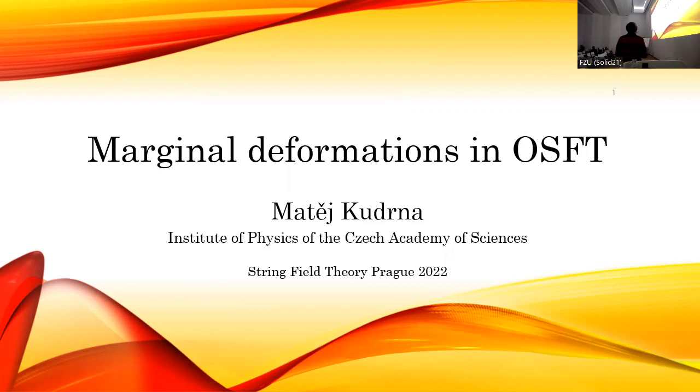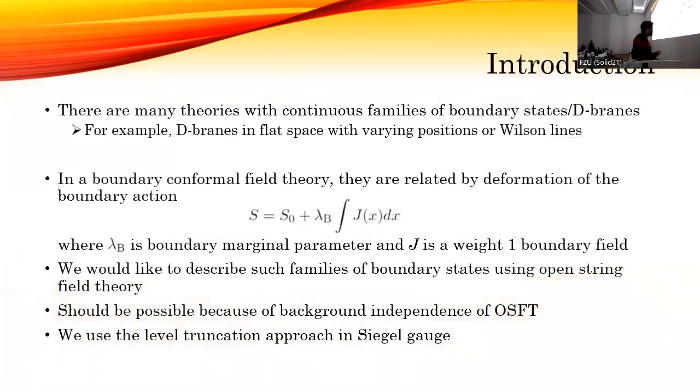So I'll be talking about marginal deformation in open string field theory. So what is the reason why we are concerned with this topic? The reason is that there are many theories which have a continuous spectrum of boundary states which have the same energy or g function. As you know, the simplest example are D-branes in a flat space where we can change their position or Wilson line, or we can go to some more complicated theories. For example, there is a continuous spectrum of boundary states in the double Ising model or in Wess-Zumino-Witten models and so on.